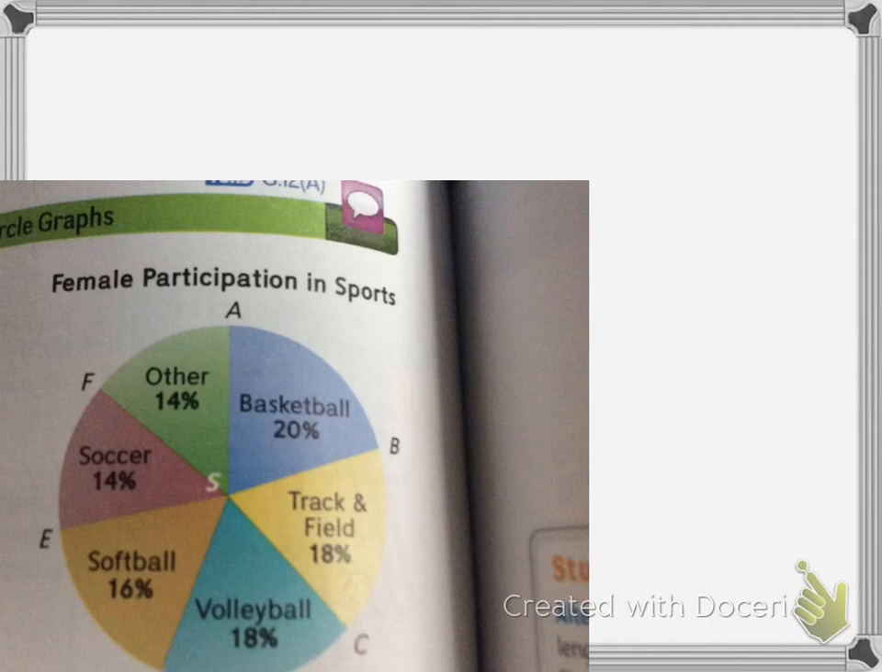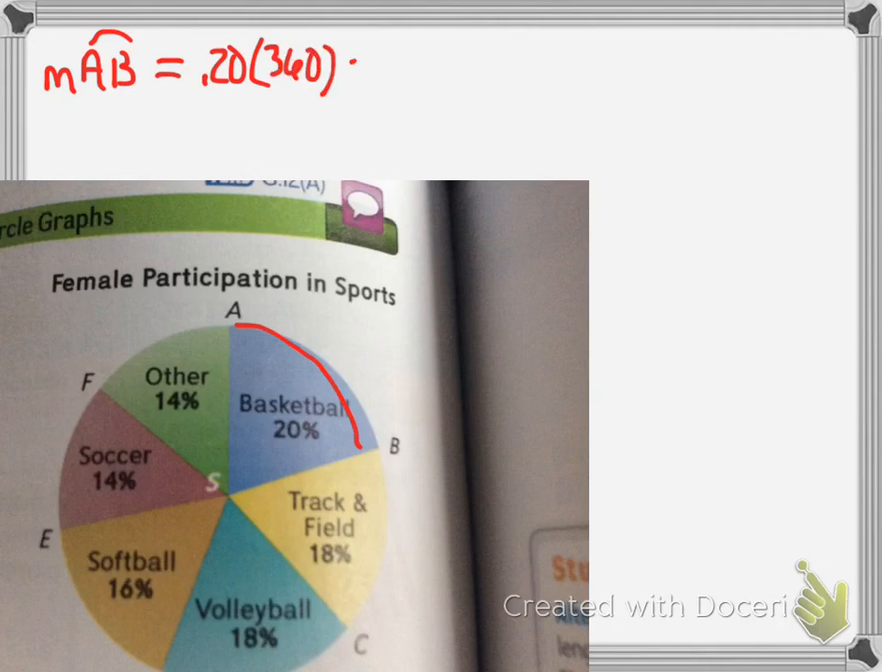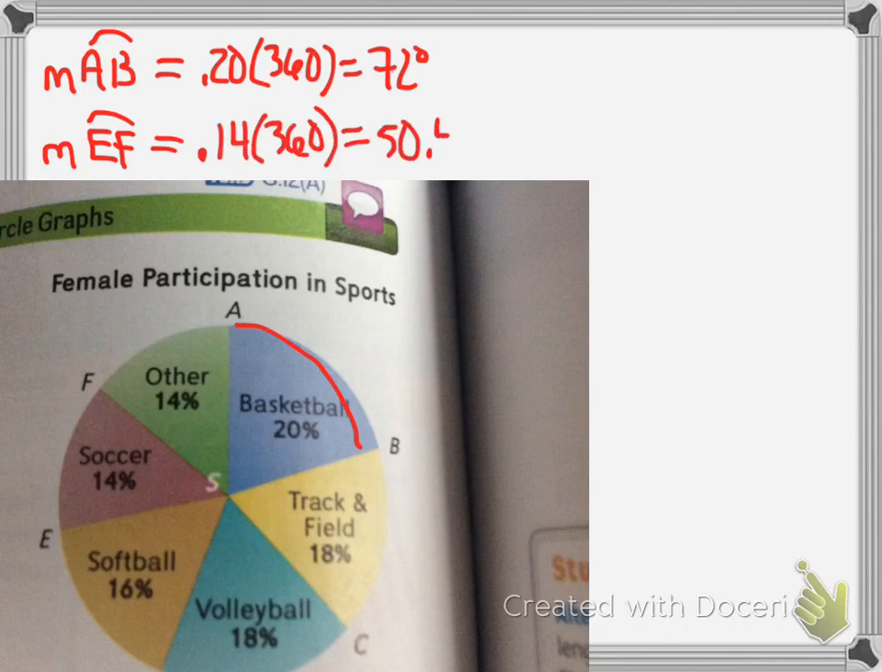Okay, so how could I find an arc length here? If you want to do a quick arc length, all you would have to do is change the percentage to a decimal, and then multiply times 360. So if I want to know arc AB, it would be 0.20 times 360, or here 0.14 times 360, to get the 72 or the 50.4. And that's it. That's not very difficult. Really that's about it there, guys.